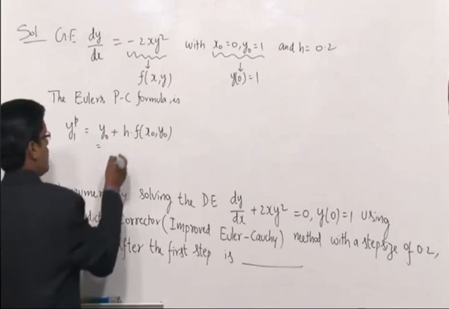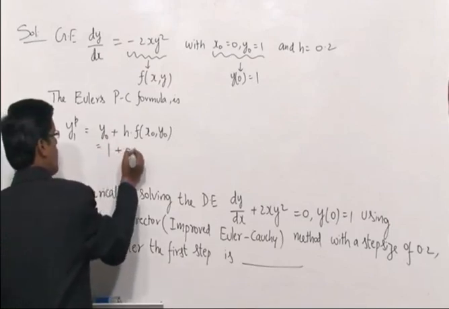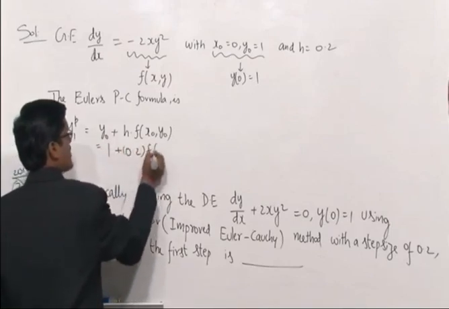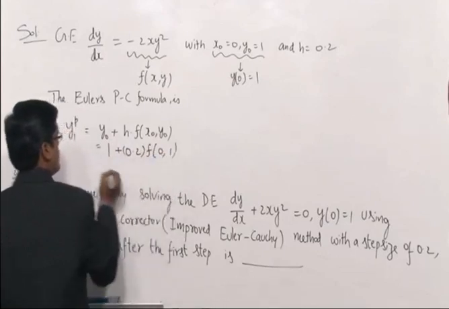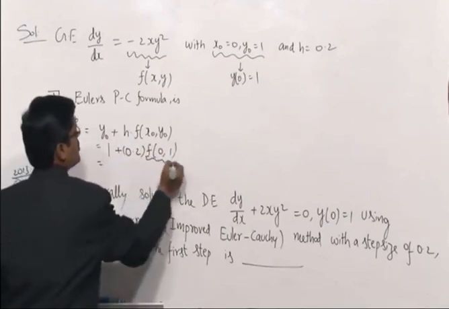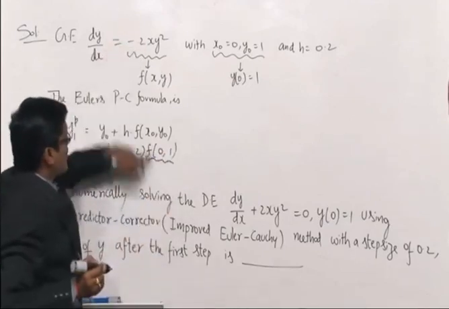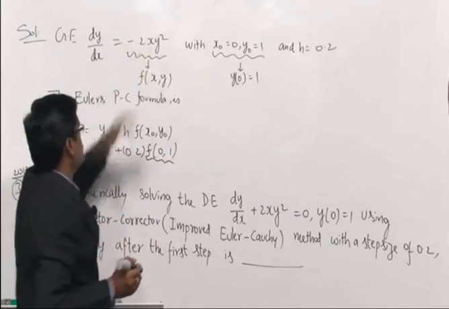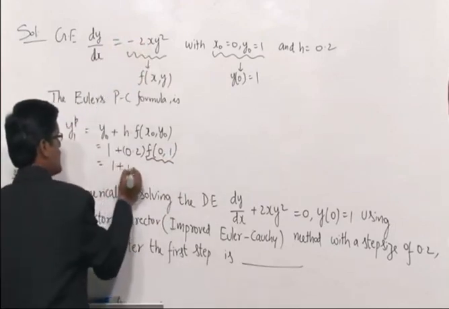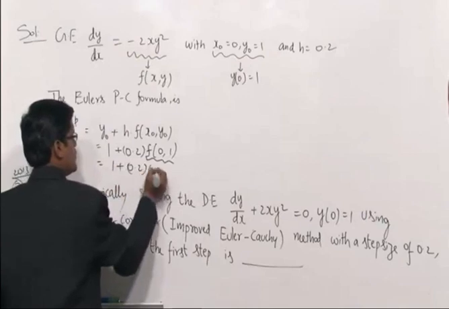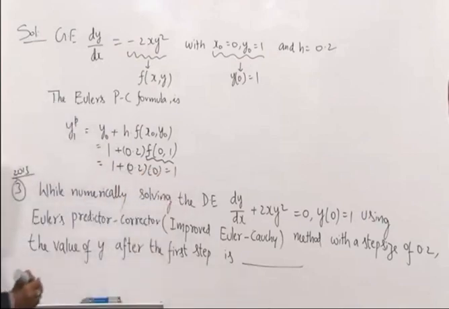So y0 is 1, h is 0.2, f of x0 0, y0 value 1. So how to find f of 0 comma 1? In your f of x comma y, substitute x0 y0. So 2 into 0 gives 0. So 1 plus 0.2 into 0, this simplifies to y 1.